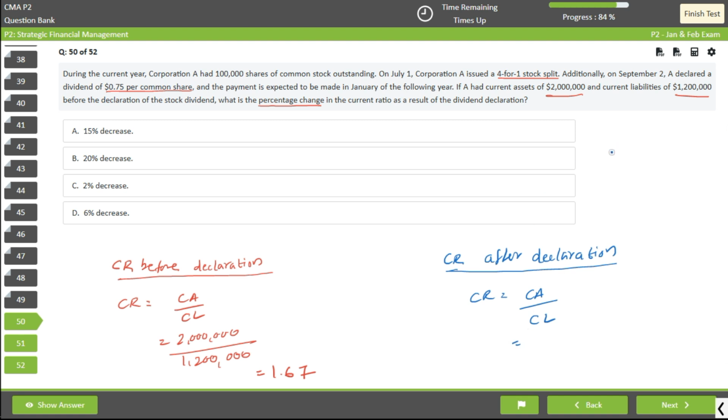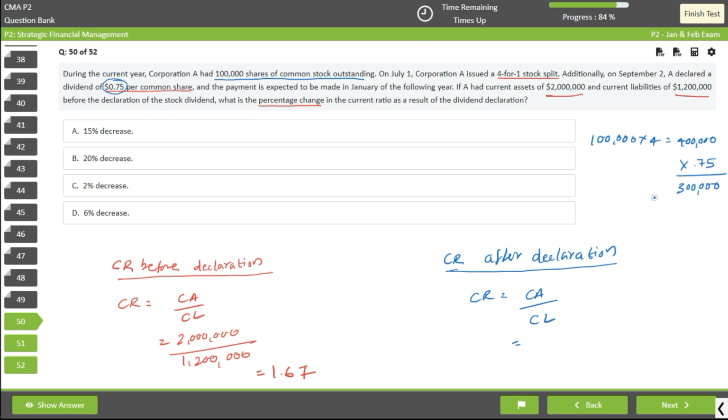So when you are going to declare dividend, you have 100,000 common shares outstanding, and there is a stock split. So 100,000 into 4. Now we have 400,000 shares. On those 400,000 shares, we are paying 0.75 per share as dividend. So 400,000 times 0.75, which is 300,000.